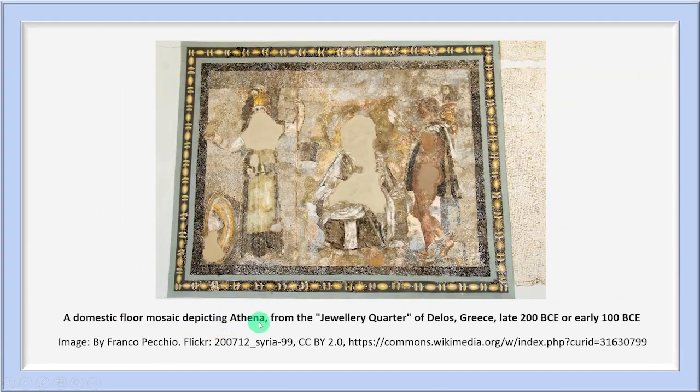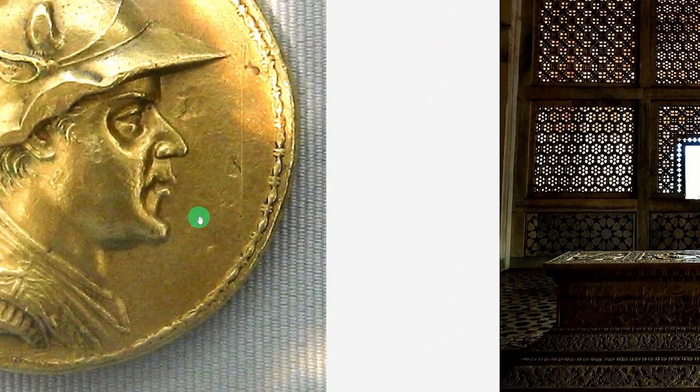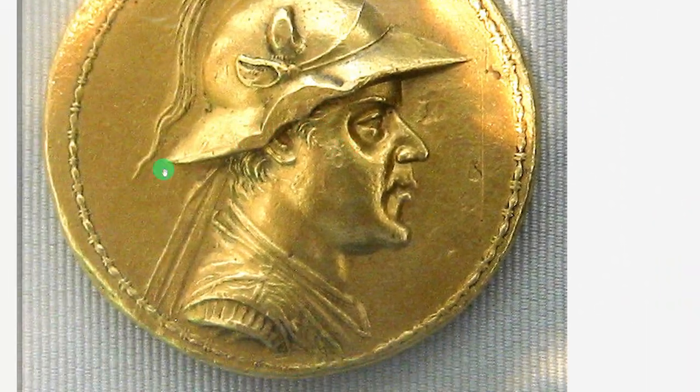This is a floor mosaic depicting Athena from jewelry quarter of Delos, Greece. It's late 200 BCE to early 100 BCE. And bead and reel motif is used in the border around the mosaic. Then, as it is used in numismatics, I'm showing you an image of a coin of Euclides. Now, Euclid the first was an important Greco-Bactrian king, and we have bead and reel motif around his profile picture.